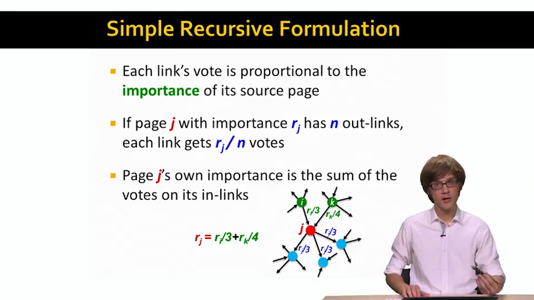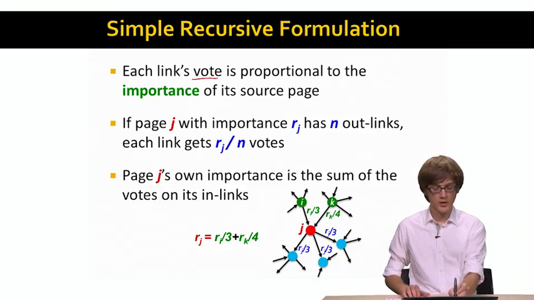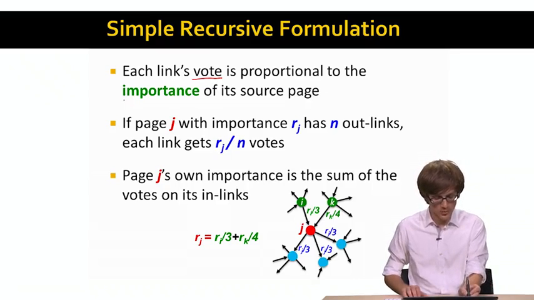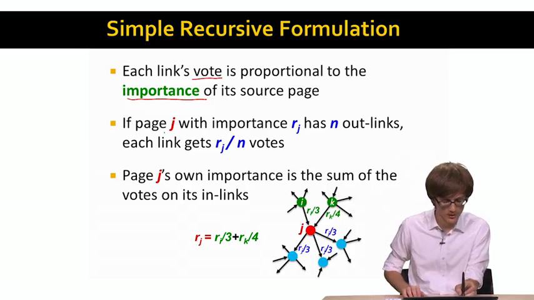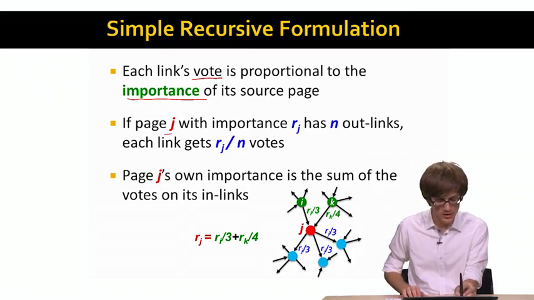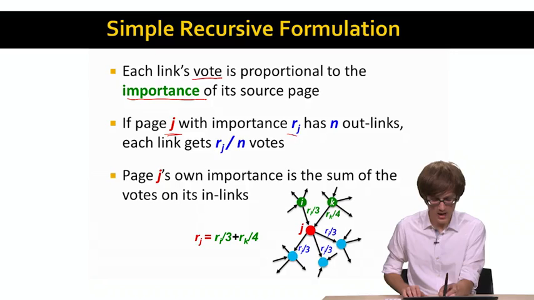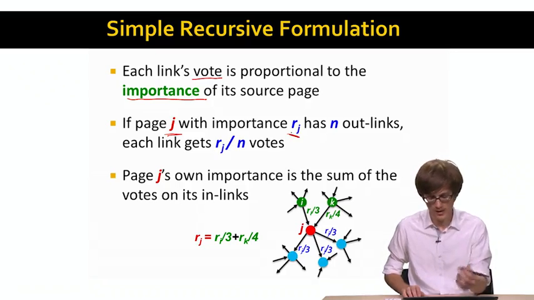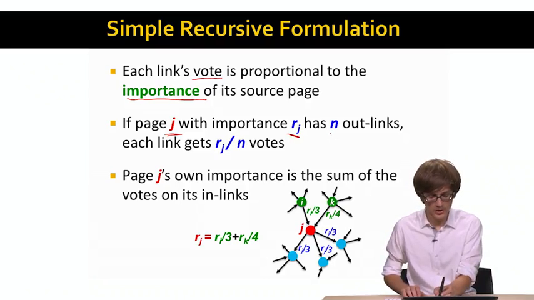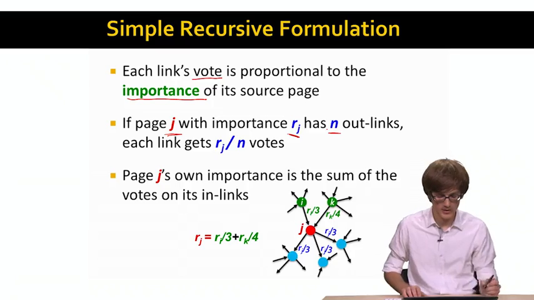The idea is that we will come up with a simple recursive formulation where we think of each link as a vote, and we think of the importance of a given vote to be proportional to the importance of the source web page that is casting this vote or that is creating a link to the destination. So the way we think about this is the following. Let's think that we have a page j with an importance r_j. Let this importance be just some number. And think that the page j has n outgoing links, right?